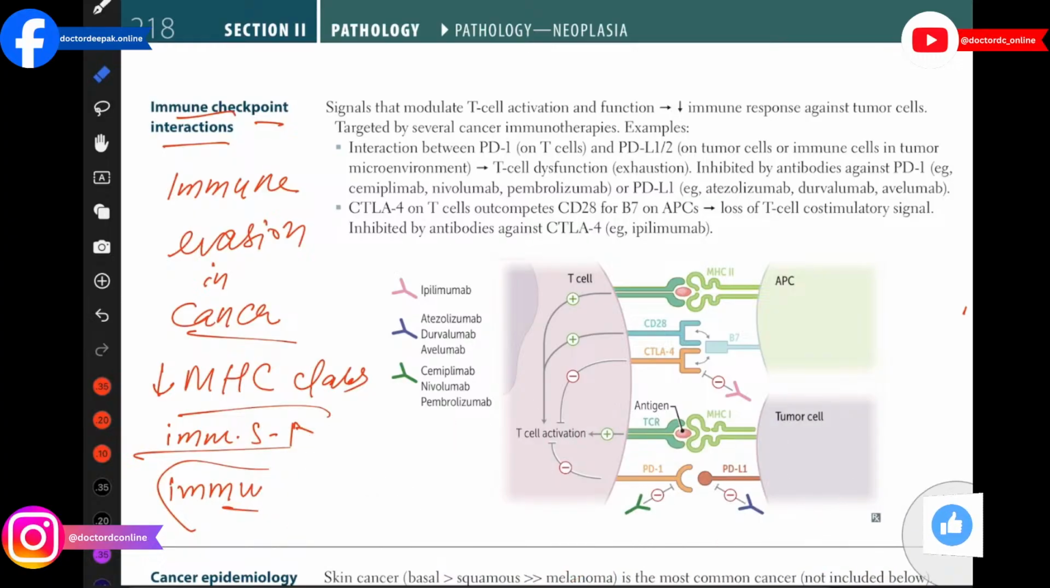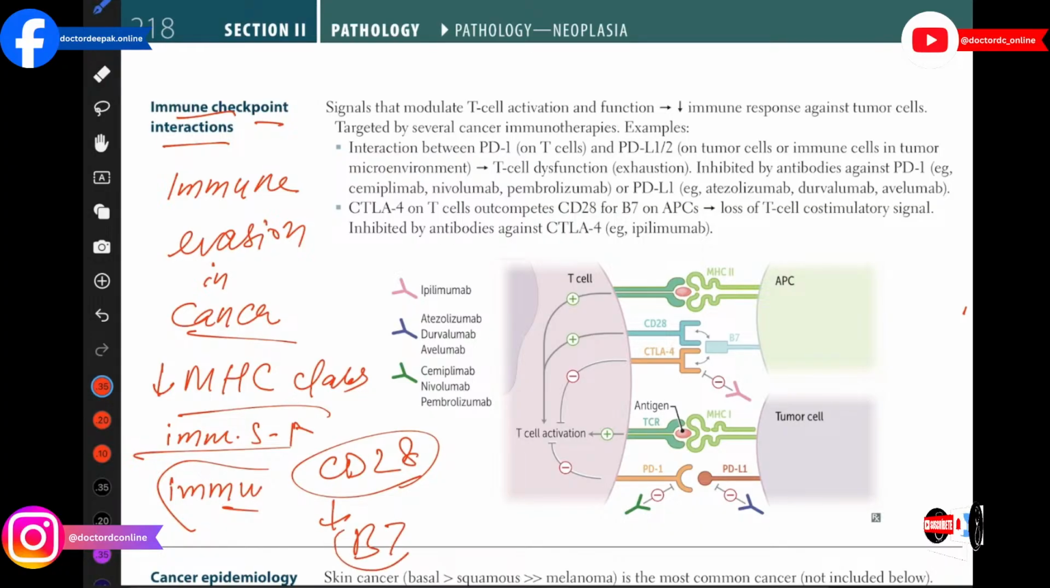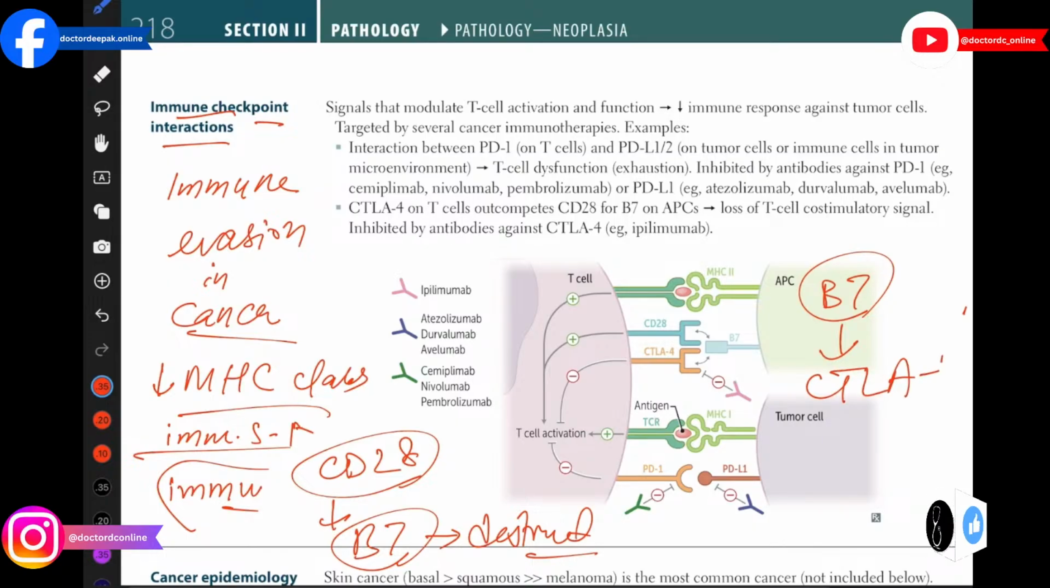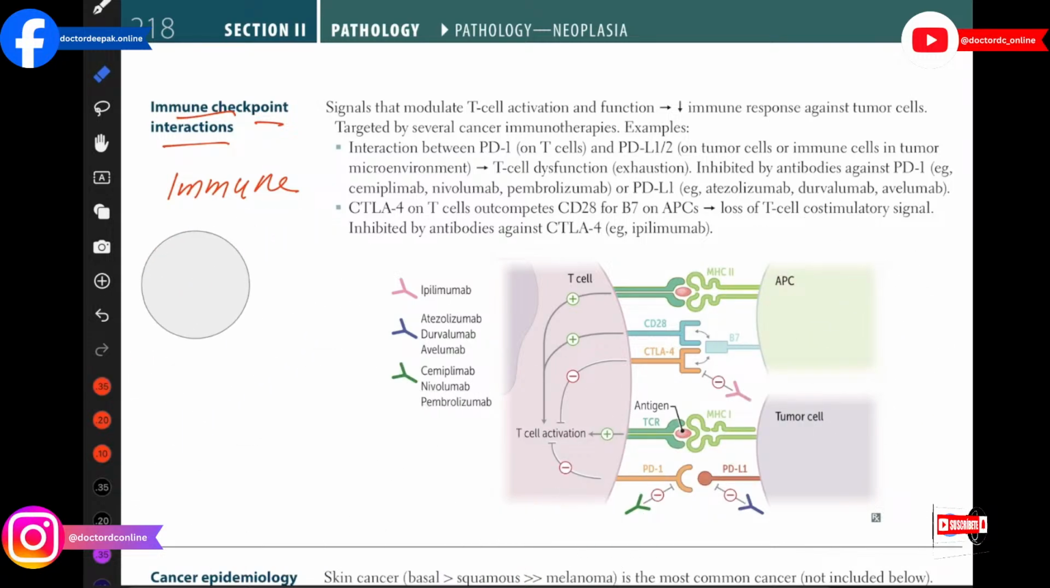And secondly, there's one more mechanism. Normally, CD28 has to attach to B7 of the tumor cell to cause destruction. But here it makes an escape mechanism: B7 attaches with CTLA4 to cause inactivation of the T cell. To prevent these escape mechanisms, we start cancer immunotherapies to increase our immune response against cancer cells.